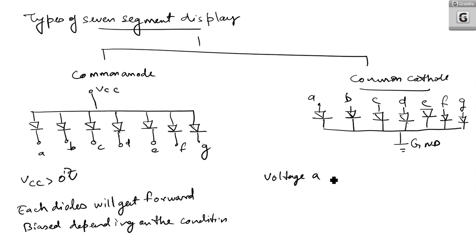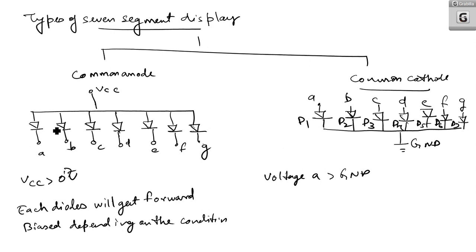That means here, if the voltage at A is high, if the voltage at A is greater than ground, then diode D1 will get forward biased. If the voltage at B is greater than the ground voltage, then diode D2 will get forward biased. Similarly, you will get D3, D4, D5, D6 and D7.